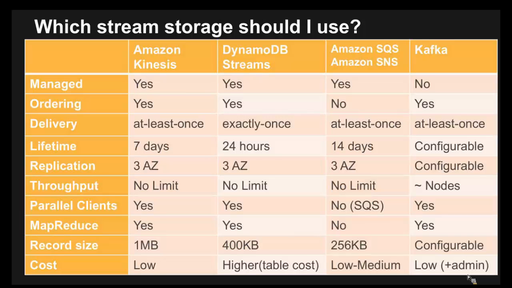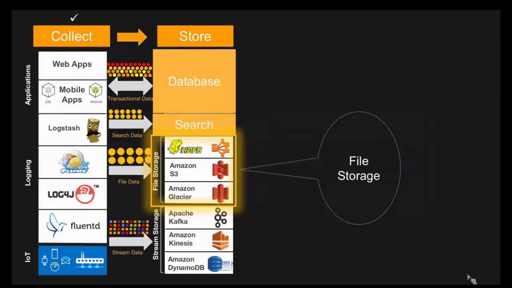Last but not the least, using Kinesis is probably the lowest cost option there, especially if you consider that you don't have to administer it. Kafka is also low cost, but admin cost adds up there. So those are some of the factors that I want you to consider.